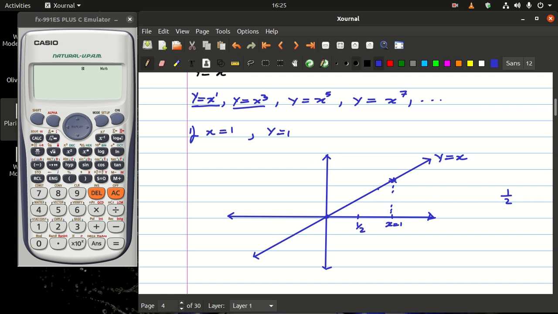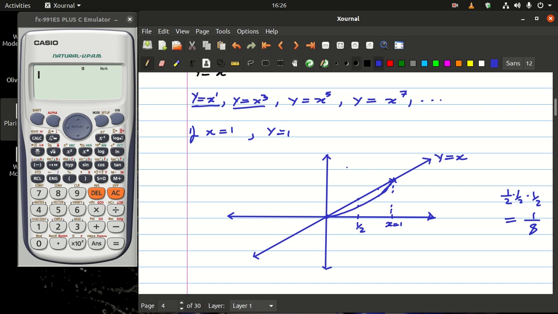If I plug half here, I will get half, which is something that is here. If I plug in half here, I will get half times half times half, which is the same as 1 over 8. So between half and 1 over 8, which one is bigger? 1 over 2 is bigger than 1 over 8. So 1 over 8 is supposed to be just somewhere below this function, somewhere here. So this one is supposed to go below this and then go up until it arrives there.